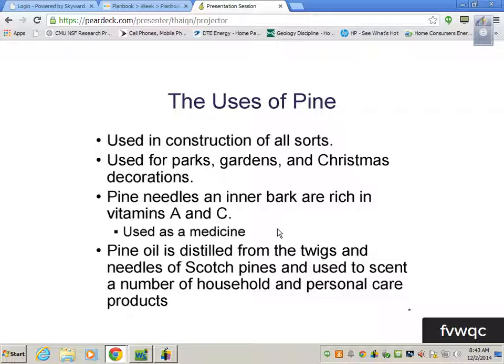So pine oil is distilled from twigs and needles of Scotch pines and used to scent a number of household and personal care products. Everybody has seen it. Oh, I got one up there, hanging on my LCD projector. Yeah, the pine tree scent, right? We've all heard of Pine-Sol, and it's an extract from an actual pine tree. It's actually used as an insecticide too, which is not listed here.